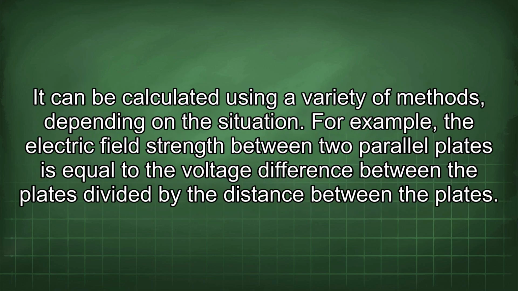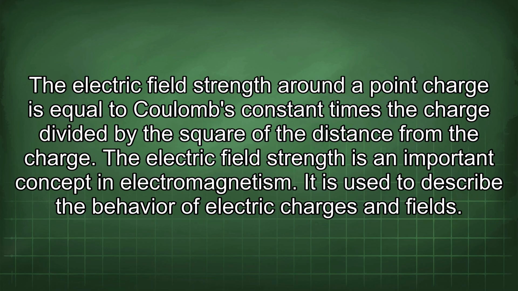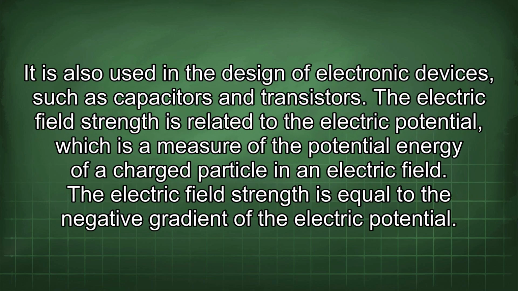It can be calculated using a variety of methods, depending on the situation. For example, the electric field strength between two parallel plates is equal to the voltage difference between the plates divided by the distance between the plates. The electric field strength around a point charge is equal to Coulomb's constant times the charge divided by the square of the distance from the charge. The electric field strength is an important concept in electromagnetism. It is used to describe the behavior of electric charges and fields. It is also used in the design of electronic devices, such as capacitors and transistors.